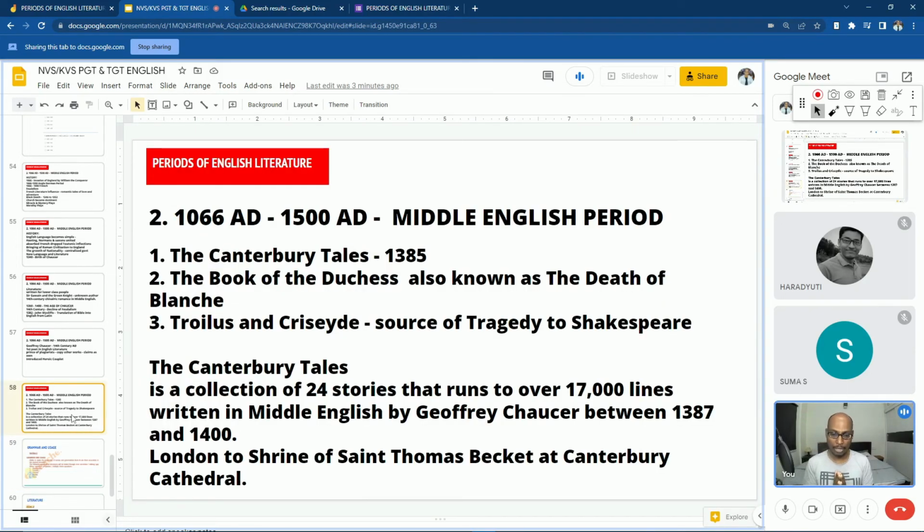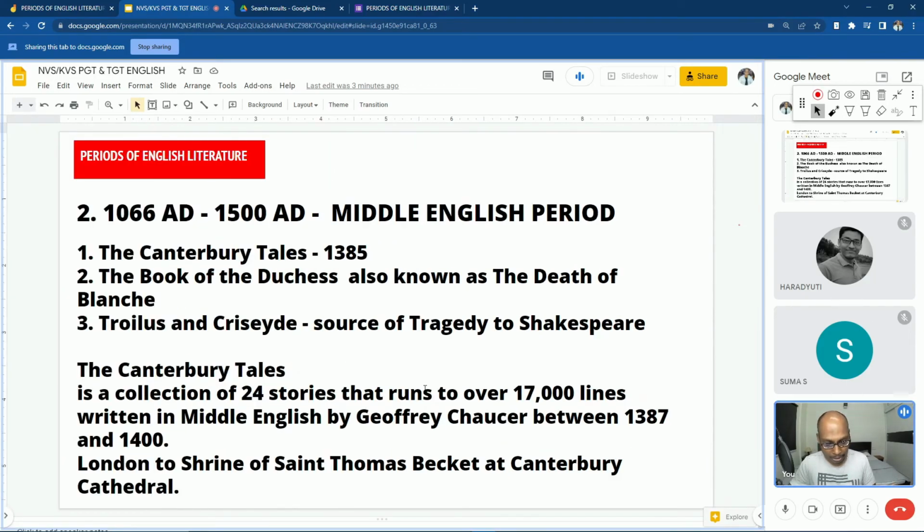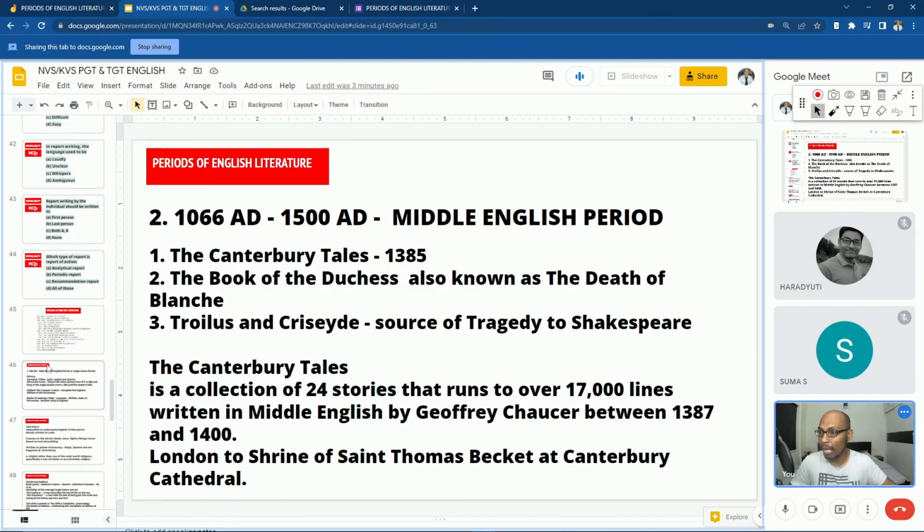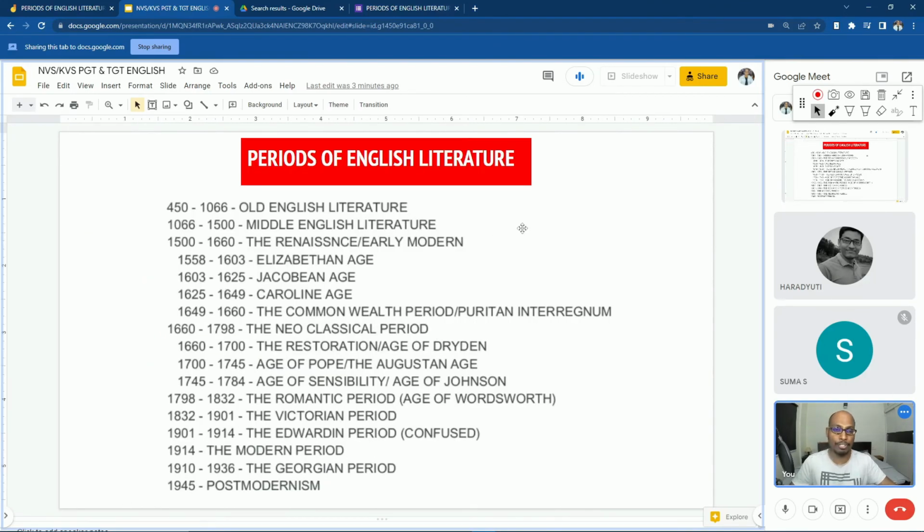What we have to understand in this class is the beginning of English literature. We started with Old English literature and we completed the Middle English period. To revise quickly, for recapitulation, I'll go through this quick revision. The periods of literature are divided based upon their age and the prominent figures of that age. Old English literature is the beginning: 450 to 1066. 1066 to 1500 is the Middle English literature.